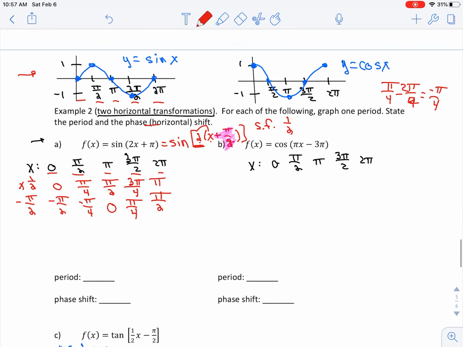So those are our new x values, and because we're not doing any outside changes, there are no changes to the y values. So when we make this graph, I'm going to have to kind of squeeze it in here a little bit.